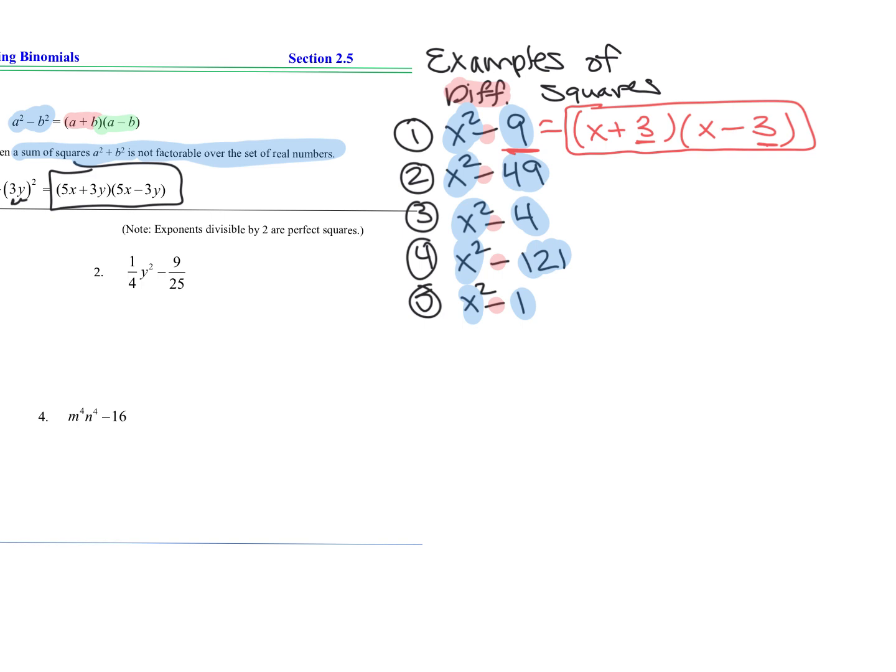For number 2, I can write this as x plus something times x minus something, because it doesn't have the middle term. I take the square root of 49, which is 7.